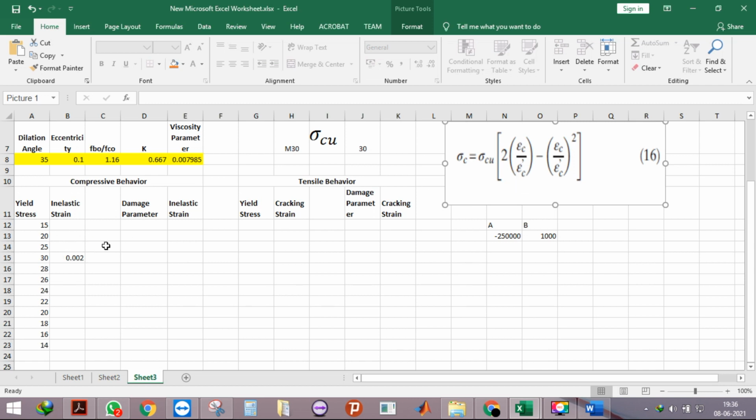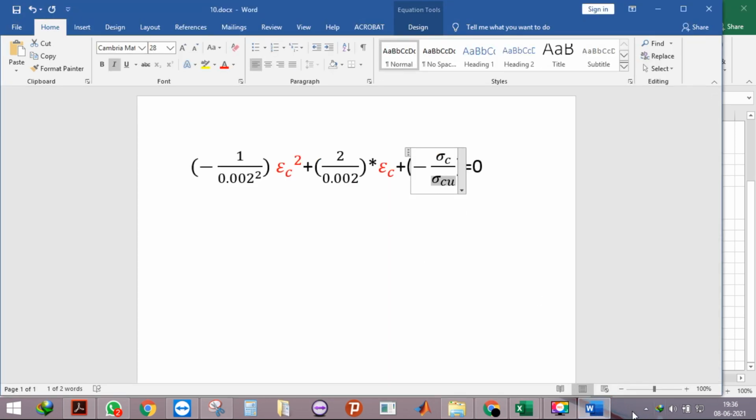So sigma c, epsilon c dash is my 0.002, and epsilon c we have to calculate. Using this quadratic equation in epsilon c squared and epsilon c, we'll get two roots. The root which is less than 0.002 will be entered before that, and the one which is greater than 0.002 will be entered after that.